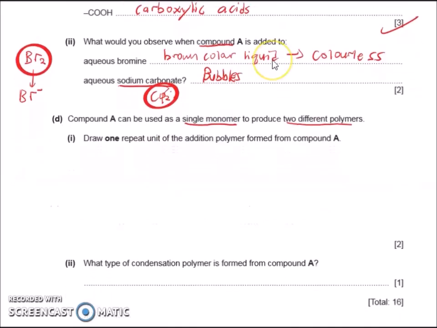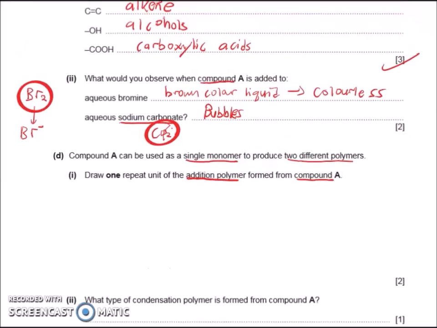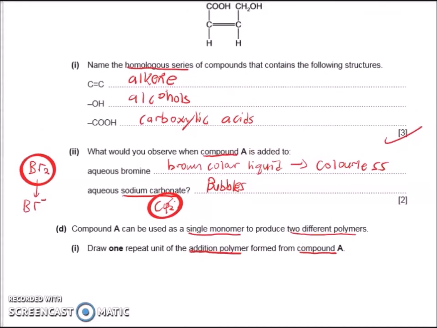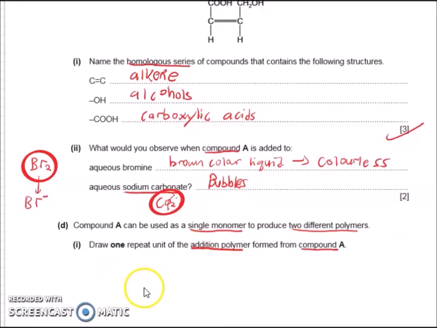Draw a repeated unit of the addition polymer formed by addition. You just have to add on the same monomer. All right, so here we just copy and paste this. First is carbon, double bond carbon, and we have COOH. So here will be CH2OH, and down here will be hydrogen.